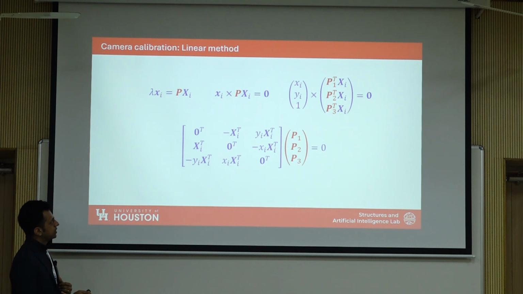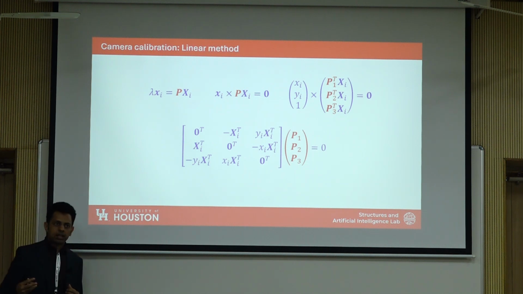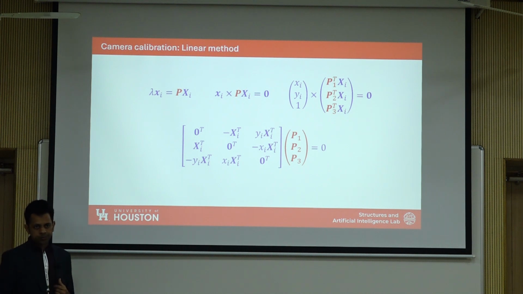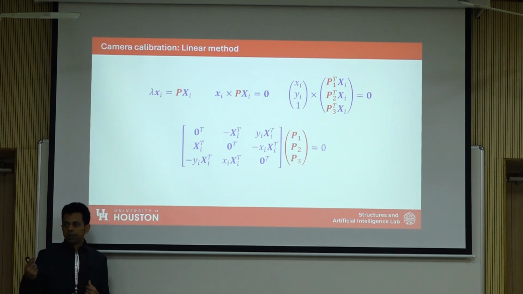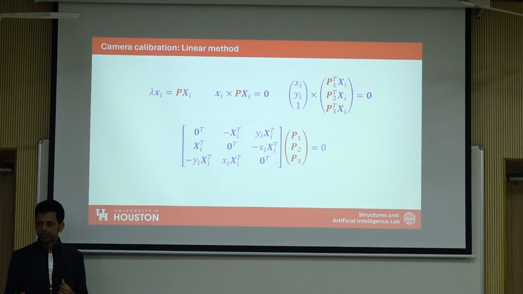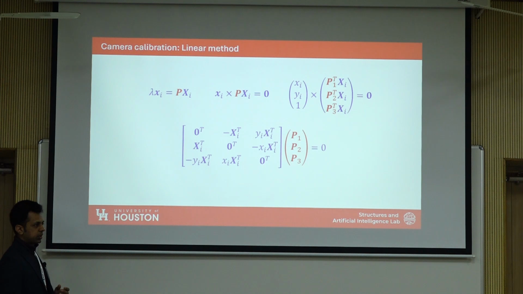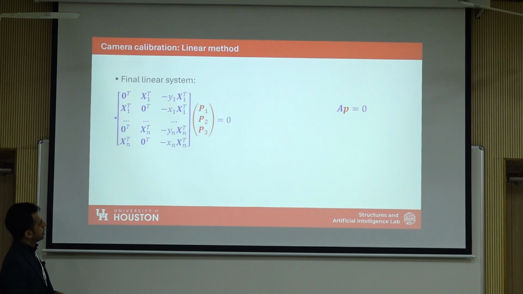That's because one of these is the homogeneous coordinate. That's not giving me new information. So I only have 2 linearly independent equations. So even though I have 3 equations, the rank of this matrix is only 2. So I can only get 2 constraints from 1 point correspondence, 2 linearly independent constraints from 1 correspondence.